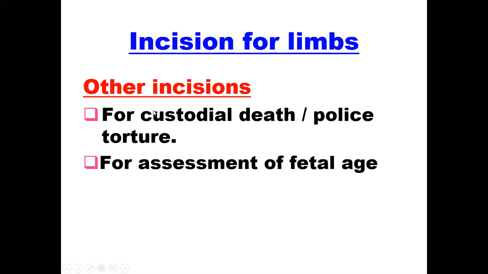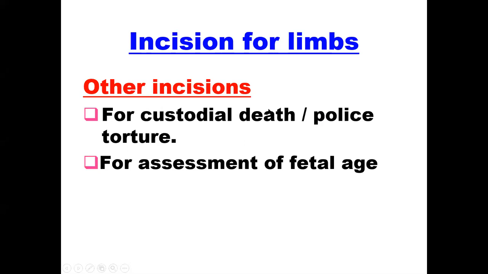So far: opening of the skull, opening of the neck area, opening of the thoracoabdominal cavity, then the pelvic cavity is opened in the case of a female to look for the possibility of a fetal skeleton in alleged cases. Similarly, in custodial death, in spite of all these routine incisions, we can select three areas to give an incision to realize any possibility of police torture.